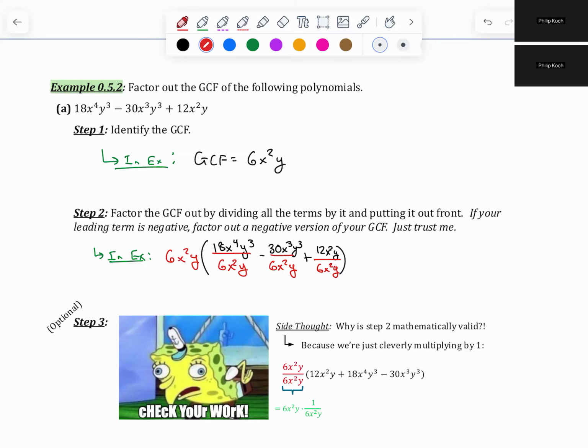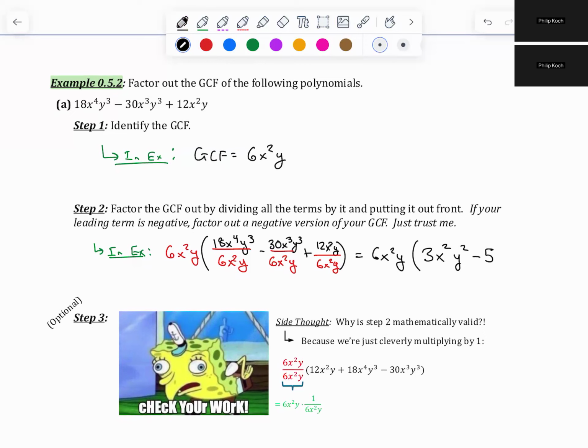So 6 goes into 18 3 times, and we get our final answer, which will be 6x squared y. Don't forget about that out front. 6 goes into 18 3 times. X squared and the x fourth cancel, and we're left with an x squared. Y cubed and the y cancel, we're left with a y squared. 30 divided by 6, that's 5. X cubed divided by x squared, that's x. Y cubed divided by y, that's y squared. And then last but not least, plus 2. And that is our answer.